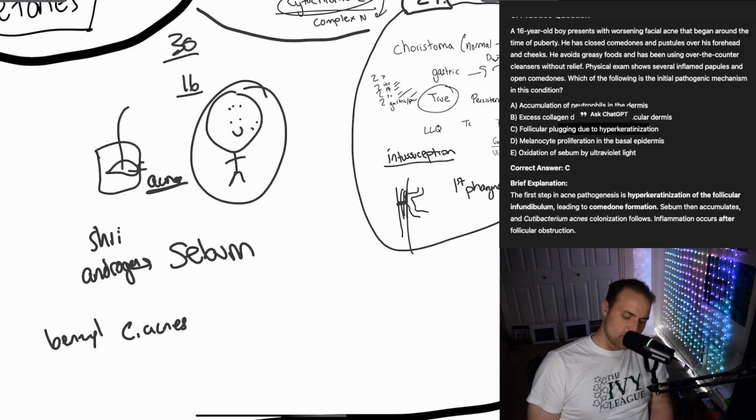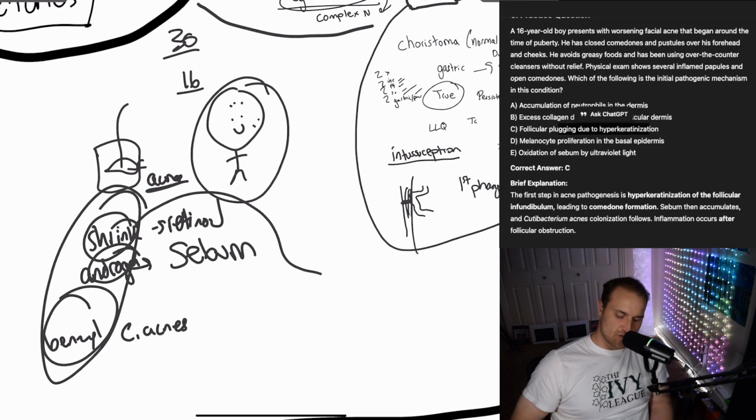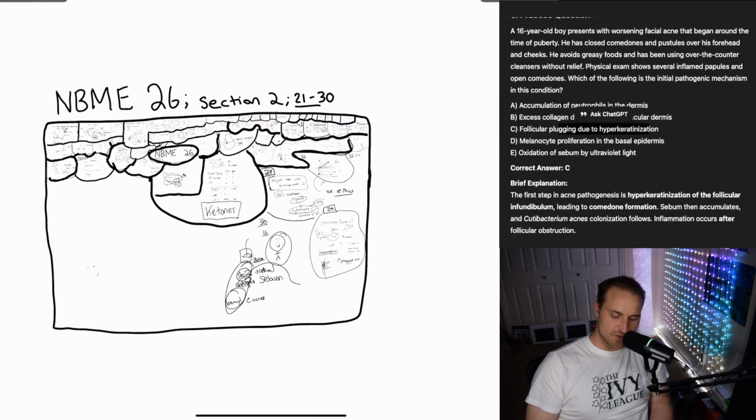And you can shrink the pores. It's the retinoid. Shrink, androgen, benzoyl. Those are the mechanisms that you've got to watch out for. So your retinoids are going to normalize your keratinization, which has gone haywire. Or you could give anti-androgens, like spironolactone, or benzoyl peroxide or antibiotics that just kill the C. acnes. So you'll see it on the face, the chest, the back. It's that hyperandrogenism. Okay, this has been MBME 26, section 2, questions 21 to 30.